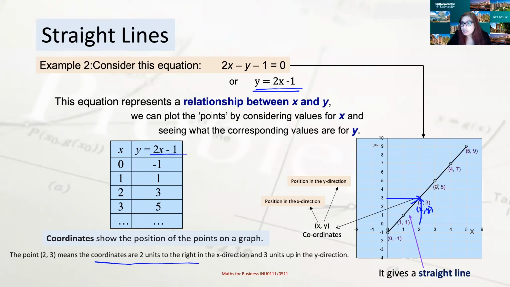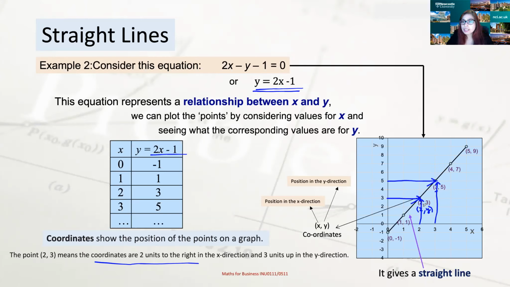So for example, if you're talking about the point (3, 5), it simply means that this point is 3 units to the right in the x direction, and 5 units up in the y direction. You should be able to virtually see this position from the coordinate. You should be very good at it because it helps you in future to interpret certain situations. Is that okay, guys? You should clearly be able to understand that, yeah?